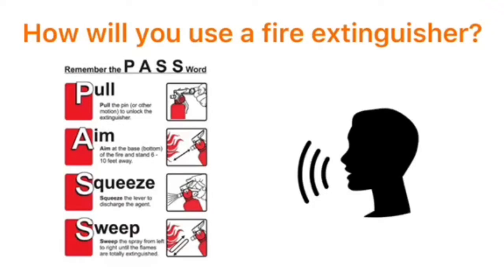P-A-S-S. These four basic steps are: pull the pin on the extinguisher, aim at the base of the fire, squeeze the handle, and sweep at the fire, moving from side to side.